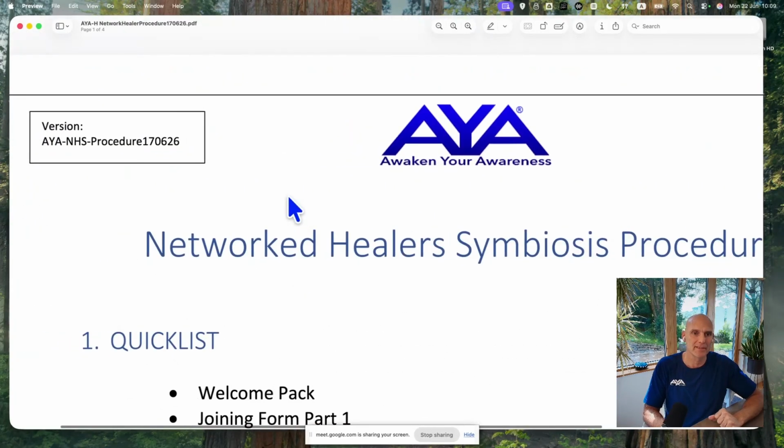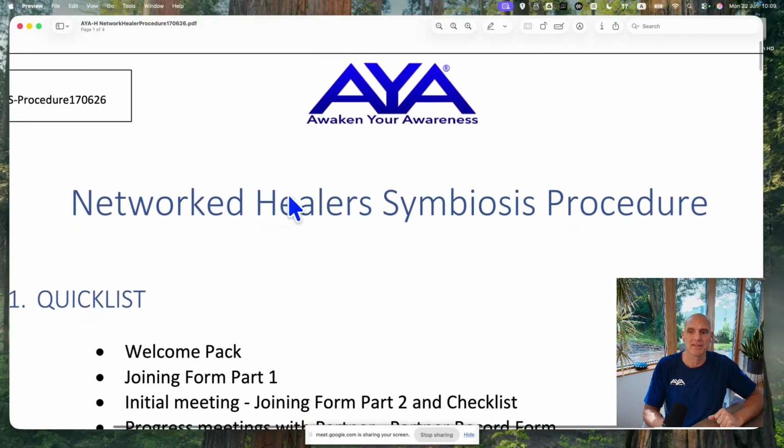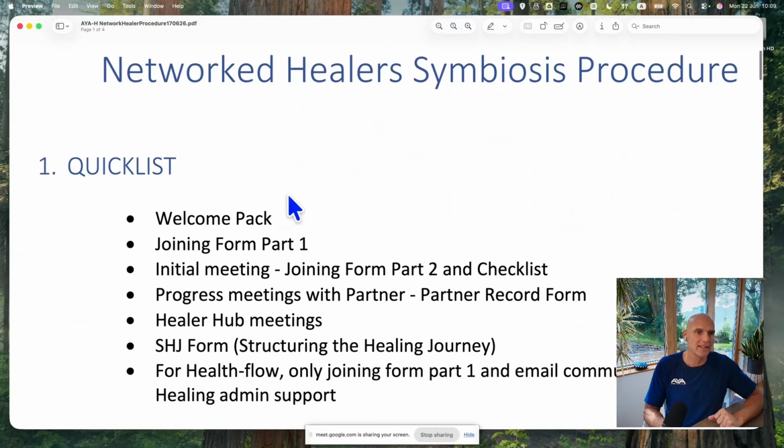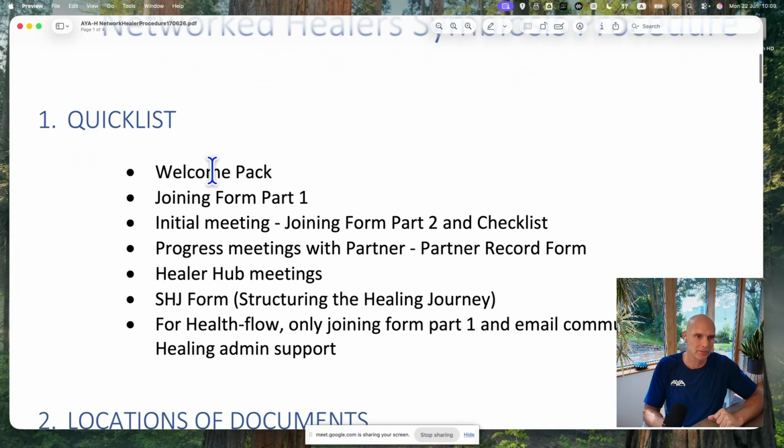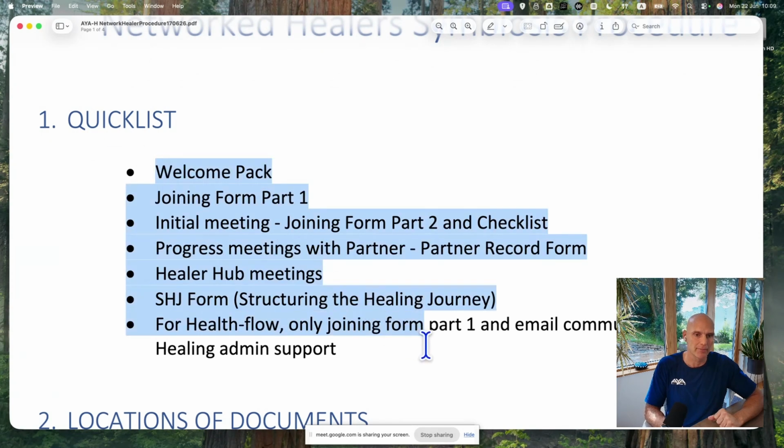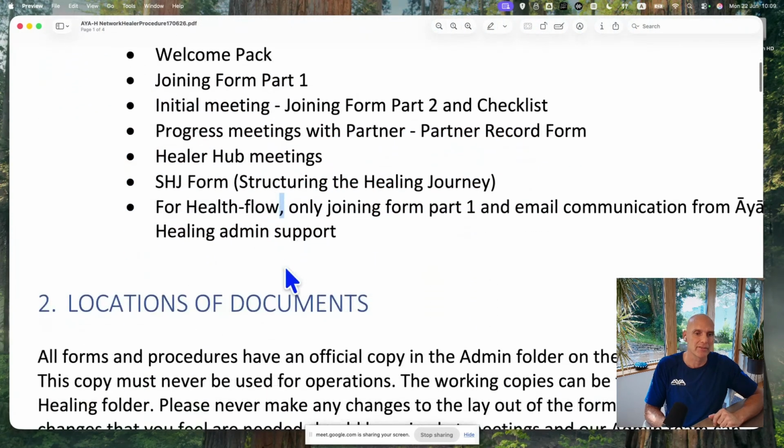So this is our network healers symbiosis procedure. First of all, there is a quick list, which I'll come back to afterwards, but this is just summarizing the document, really. Let's just get through it.